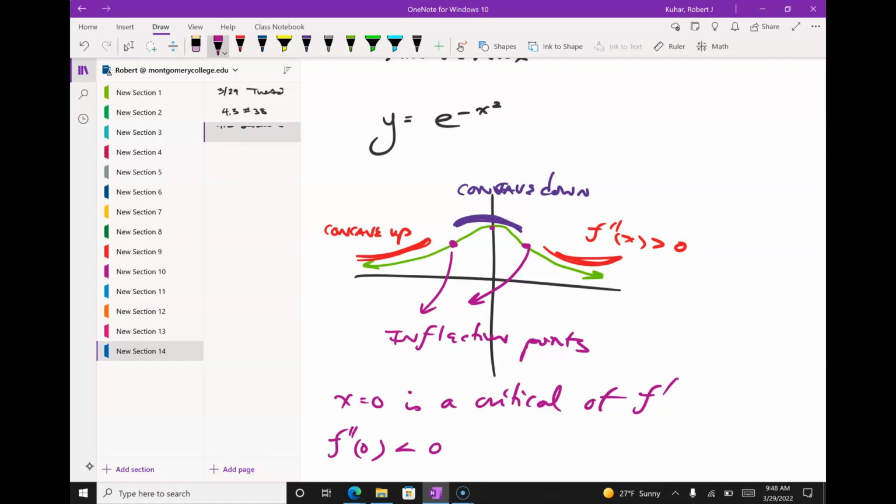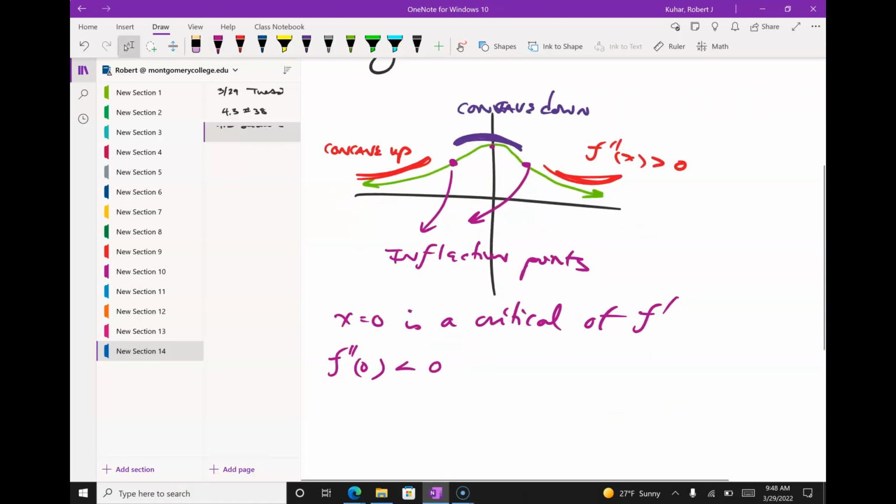Question, Claire? So the word inflection, when you're saying inflection points, is always referring to the change in concavity? Yes. Okay, awesome. Yes. I like to think of the road. Change in my steering.